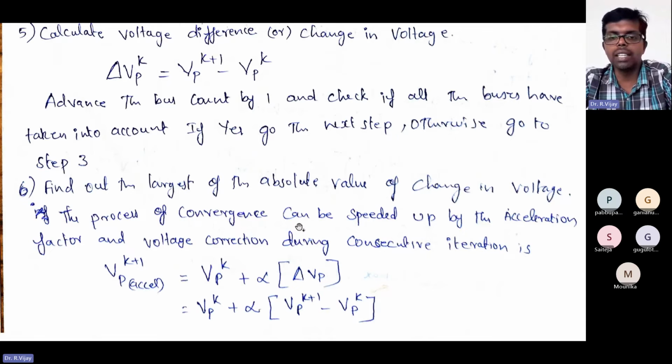The process of convergence can be sped up by the acceleration factor. See, this alpha is the acceleration factor. So this alpha we are always taking as 1.6. You may get a question why it is 1.6, why can't it be 1.5, 1.4 like that. You can take those, but while solving many problems, if you choose this acceleration factor as 1.6, the convergence will be a little bit faster, and also the answer will be somewhat accurate.